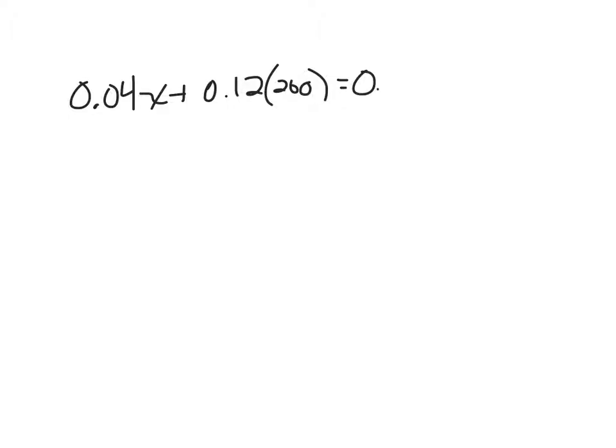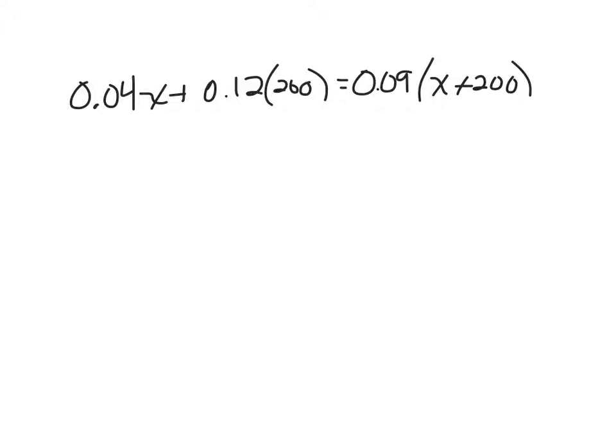I'll go to the screen here and just rewrite what we have as that linear equation. So 0.04x plus 0.12 times 200 is equal to 0.09 times (x plus 200). That's what we have here. Okay, so let's go ahead and simplify each side of the equation as best as we can.